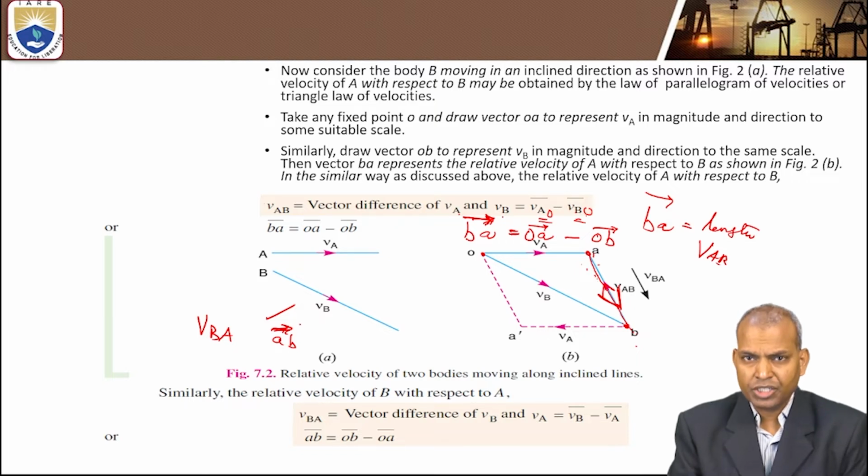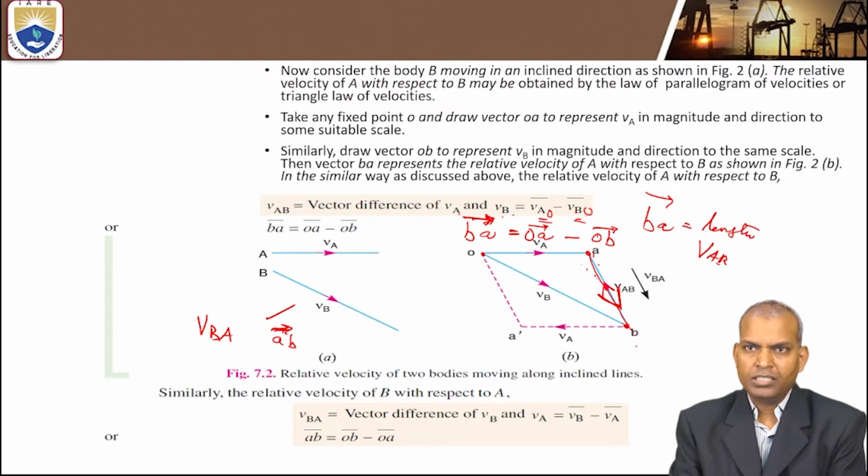What is the importance of the vector equation, and what is the importance of the velocity equation? The velocity equation represents how to find the relative velocities and various velocities of different links. But the vector equation represents how to find the direction. This is a velocity equation, VA minus VB.